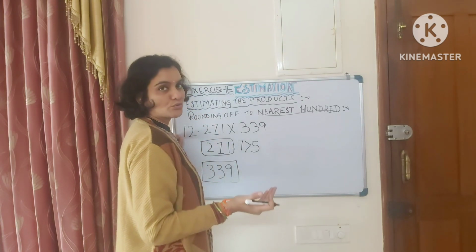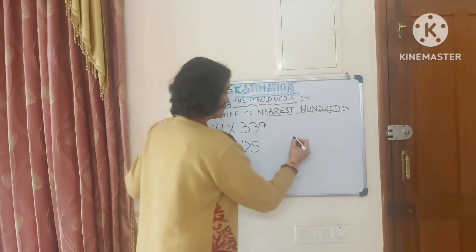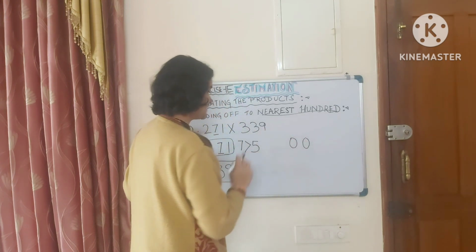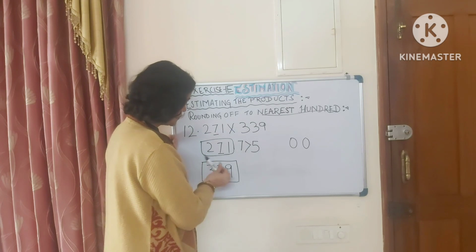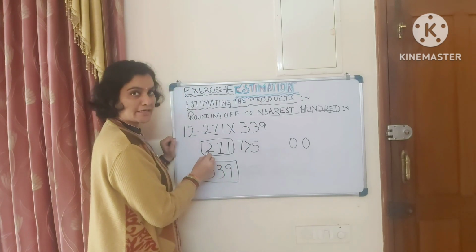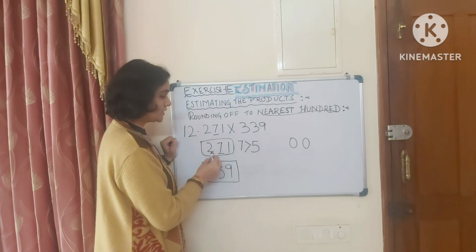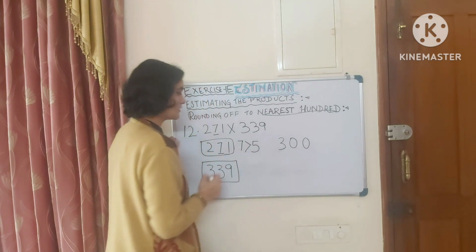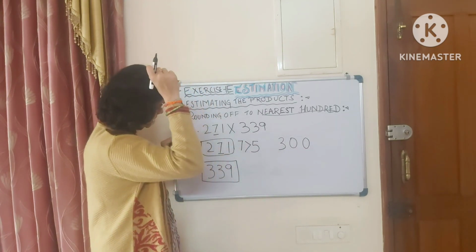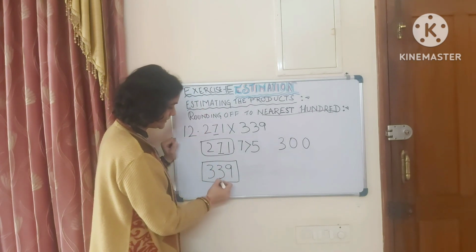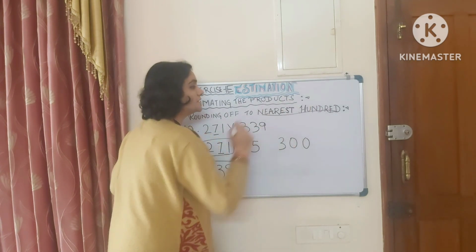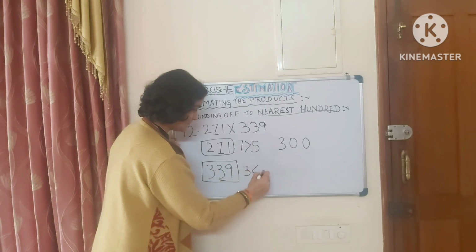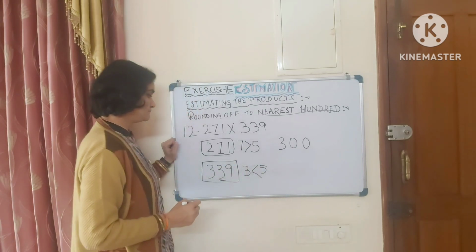So I need to apply the rule for greater than 5. First I have to make the tens and ones places 0 0. Tens and ones places became 0. Now I need to add 1 to this 2 in the hundreds place. Whatever digit is in the hundreds place, we need to add 1. So 2 will become 3. Now similarly for 339, we need to look at the tens place because we are told nearest 100. So 3 is less than 5, so the less than 5 rule will apply.